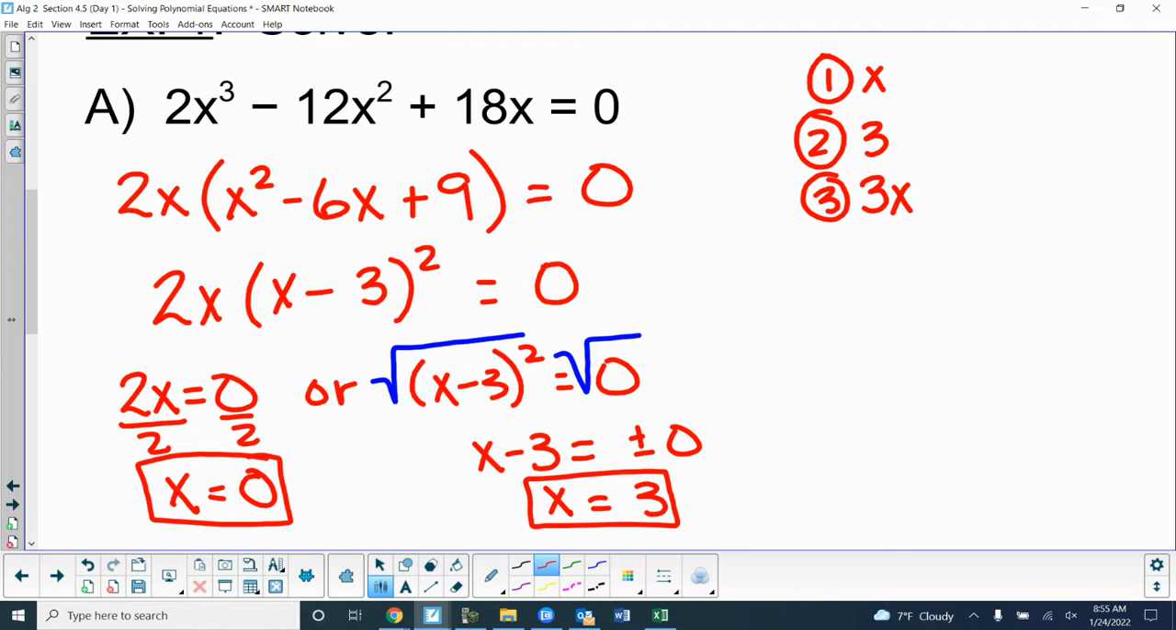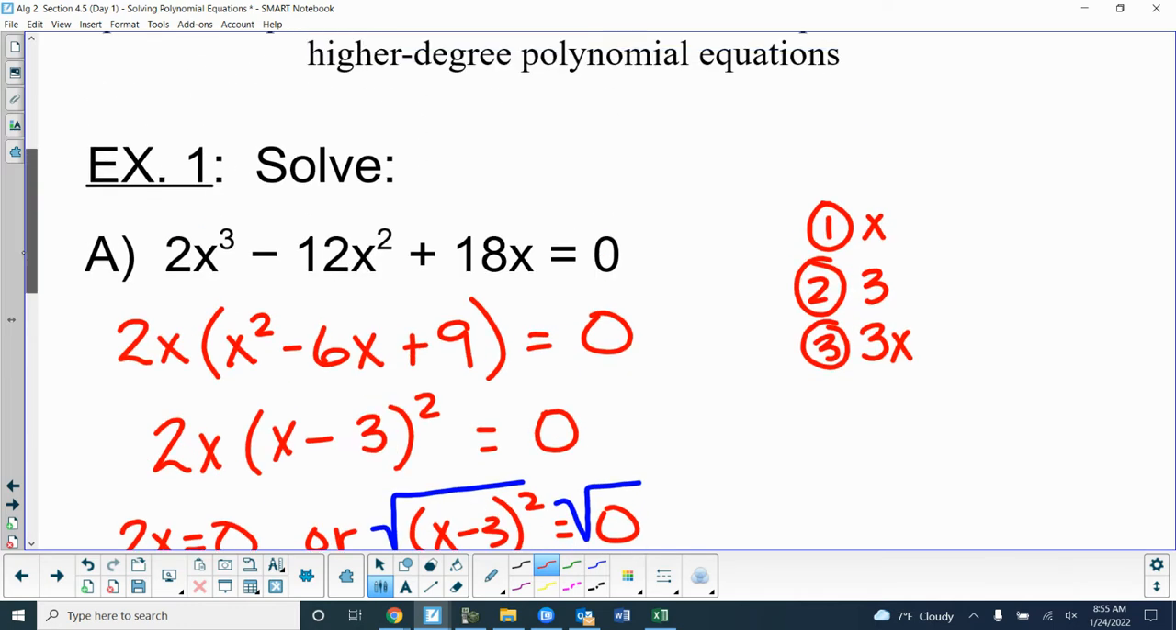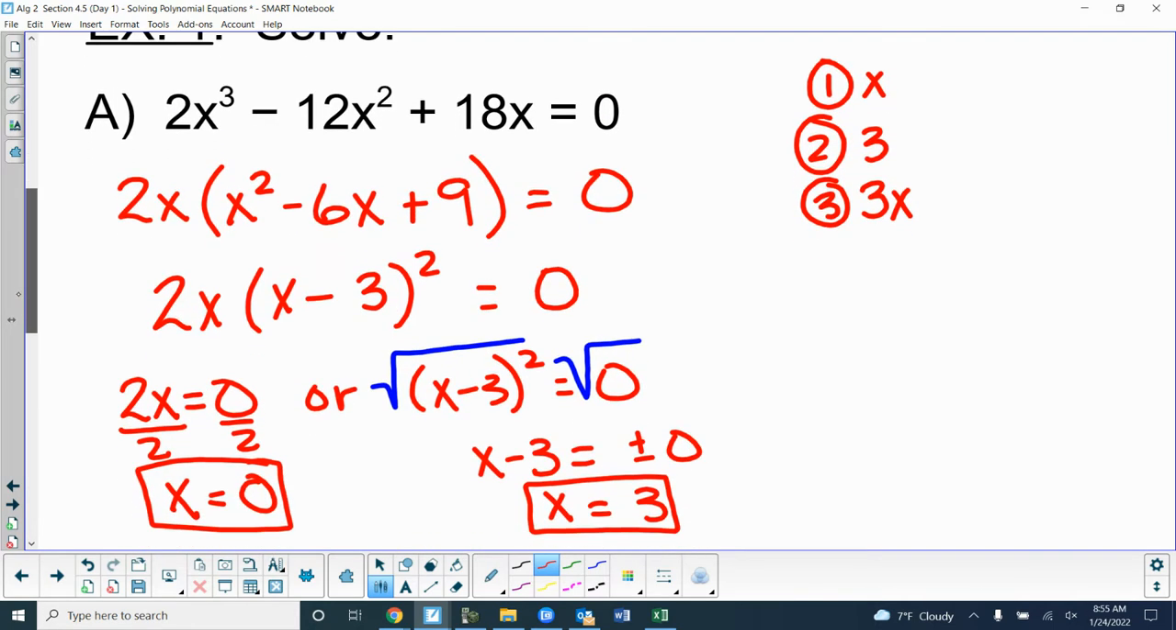Okay, so there's our zeros. That's what we call them. We solve that polynomial equation.